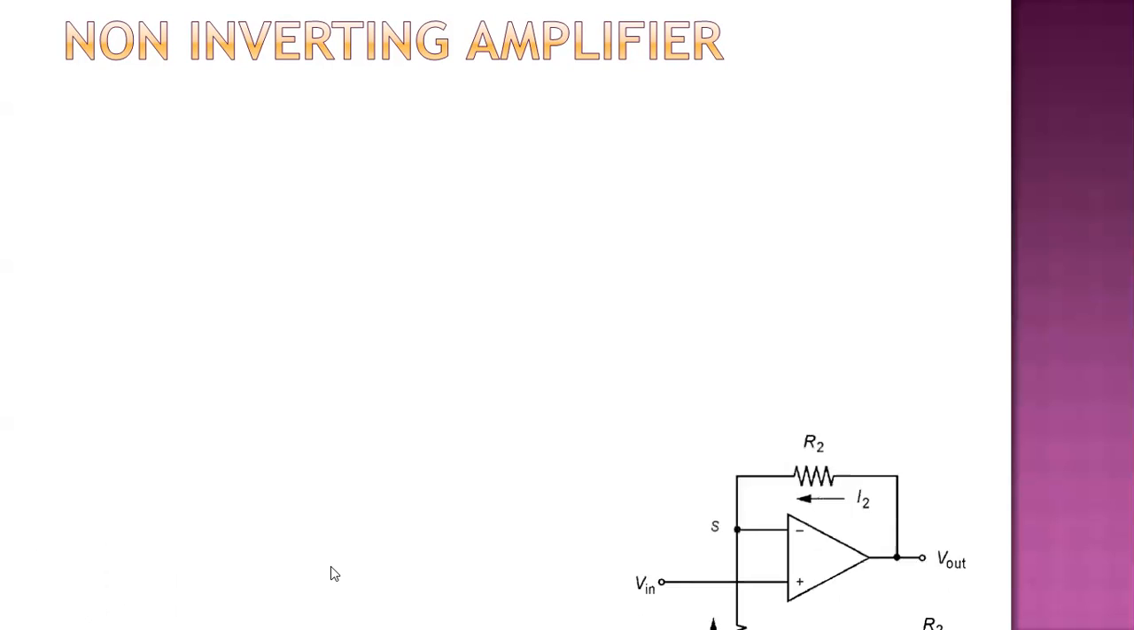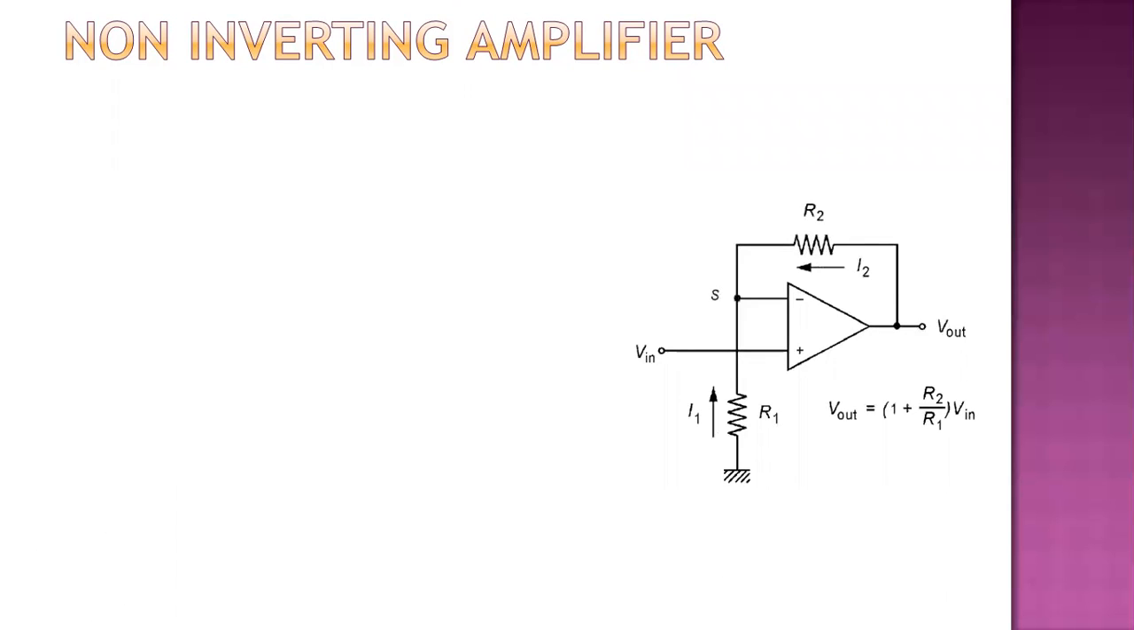Here it may be constructed from the op-amp, and the gain of this circuit is found by summing the currents at the summing point S and using the fact that the summing point voltage is V in, so that no voltage difference appears across the input terminals. So I1 plus I2 is equal to 0, where I1 is the current through R1 and I2 is the current through R2. So you can find the output voltage V out, that is (1 plus R2 divided by R1) times V in.